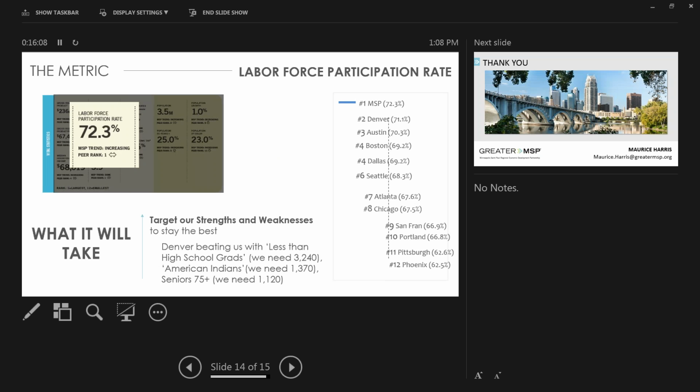And labor force participation rate, which is good and bad for some. Some businesses see it as you're tapped out, that we can't hire anyone else in this region apparently, so it's a good thing and bad thing. But when we compare strengths and weaknesses, there are those with less than a high school education at 3,240, nursing age at 1,370, and seniors at 1,120, to try to get into the workforce and keep going.